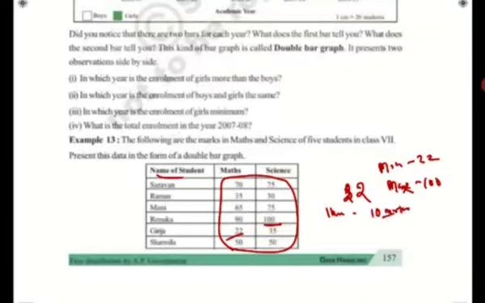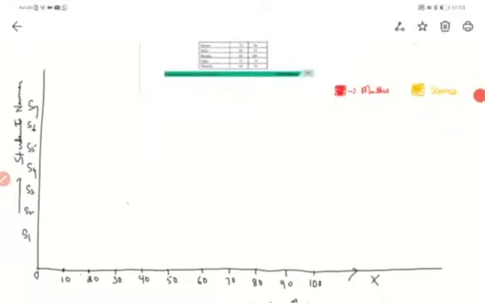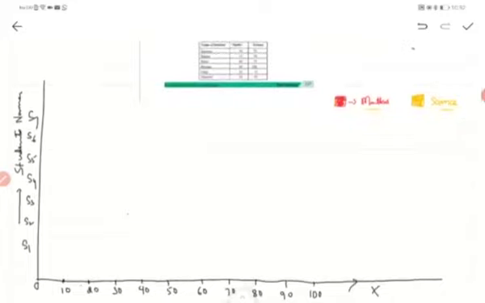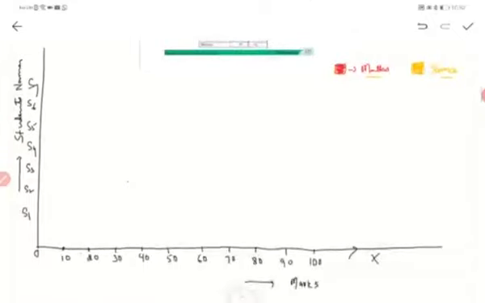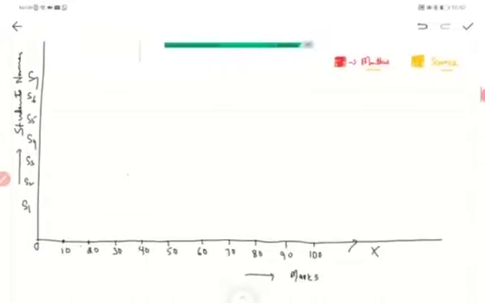All right, so let's start drawing this. I'm ready with this scale. All right, so I have shown here that red represents mathematics, and the bar I'm drawing in yellow, I'm representing it with science, okay. Now let's start with the first student. So student 1 has got 70 marks in mathematics, 75 in science. So 70 and 75 I need to draw. 70 I need to draw with the red.